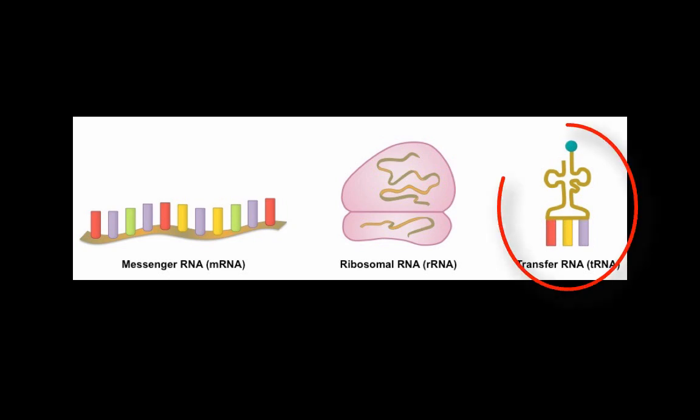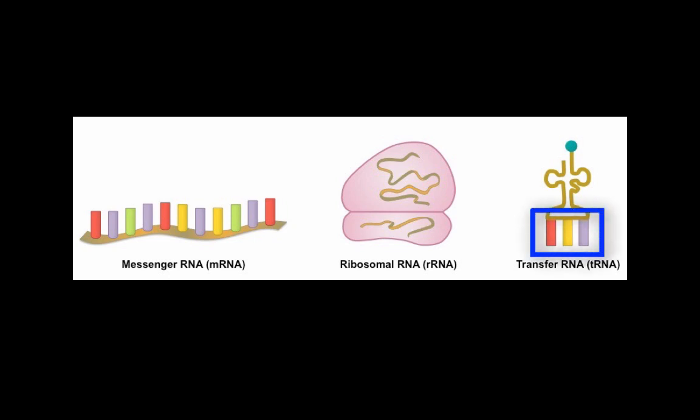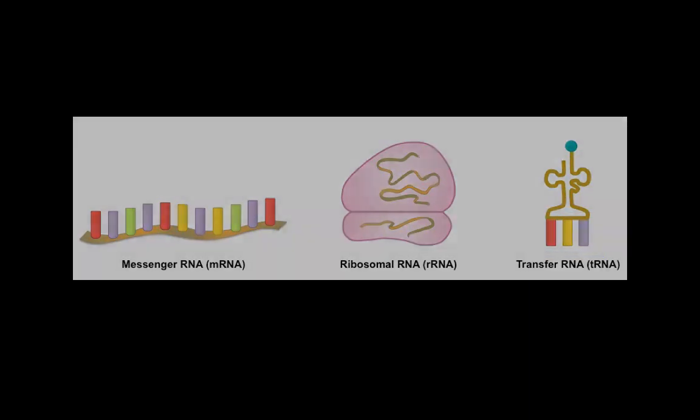Finally, there is transfer RNA, or tRNA, which will bring the appropriate amino acid to the growing polypeptide chain, which is being synthesized by the ribosome. Transfer RNA is made of RNA, and on the bottom of the tRNA molecule, 3 bases are exposed, which allows for it to complementary base pair with the mRNA temporarily, while the rRNA synthesizes the amino acids together.